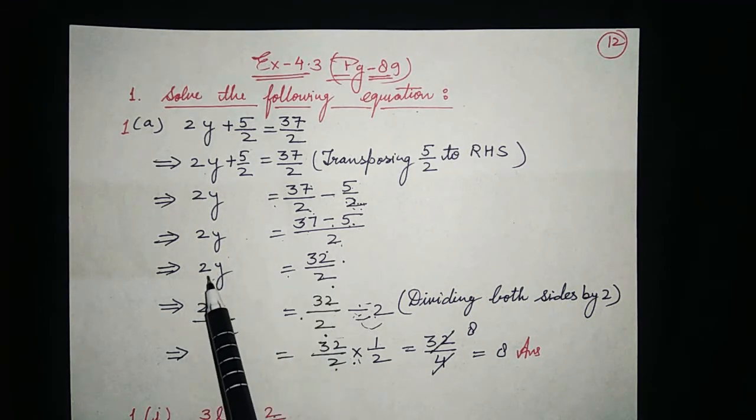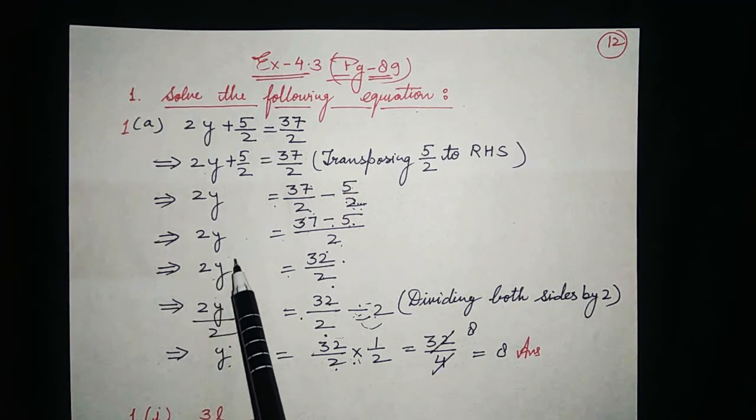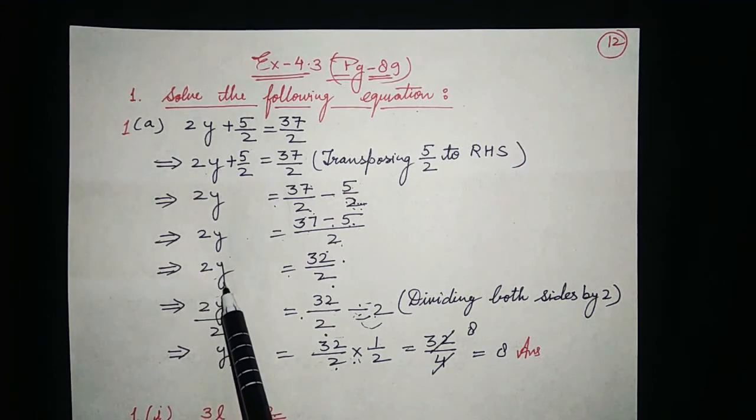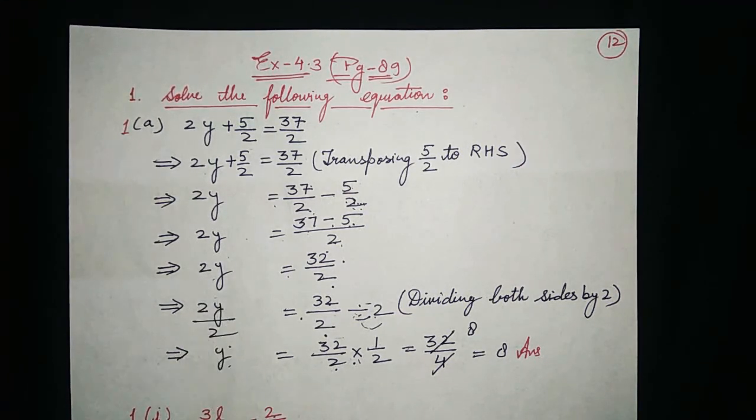Now we can see on left hand side that y is in multiplication with this 2. So now to separate y, we will divide both the sides by 2. So on left hand side you can see 2y divided by 2 I have done, and on right hand side 32 upon 2 divided by 2 you will do.